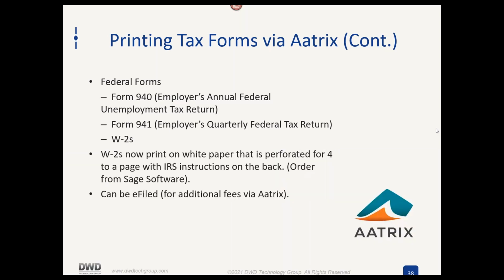W-2s. We used to have that evil red form that we would submit to the feds. They've actually lightened up on that requirement. They did so a number of years ago. We can actually print most of the W-2 parts on blank paper. It is recommended that you use the perforated 4-part and provide instructions to your employees. You can order that from Sage Software or any other office supply company. They should be able to get you that document layout.